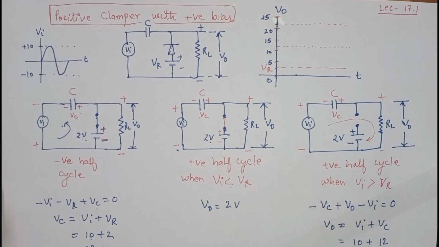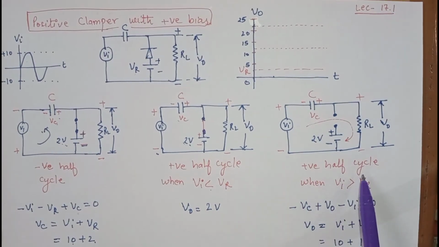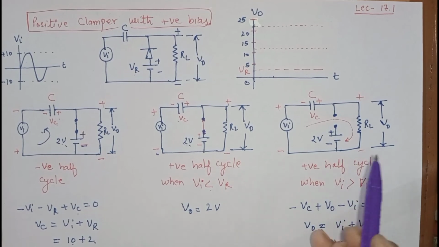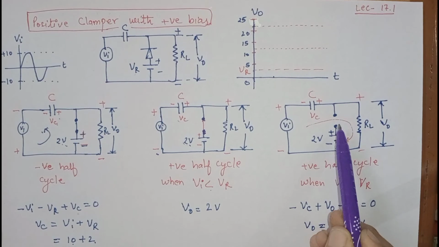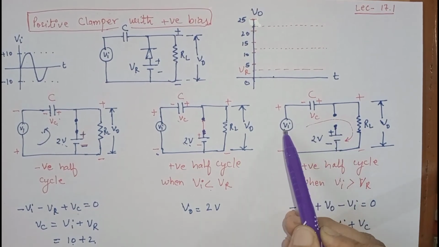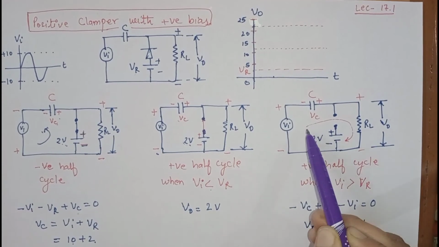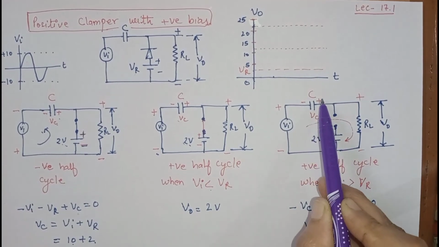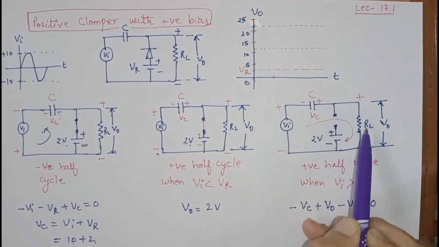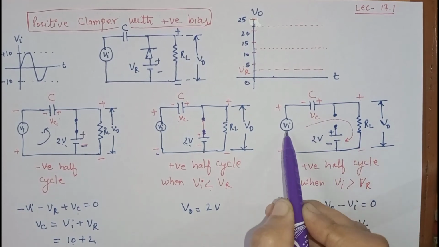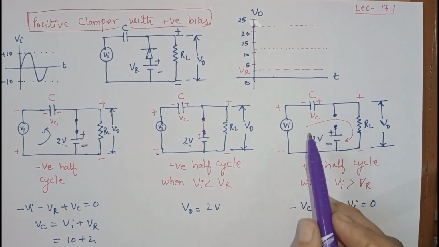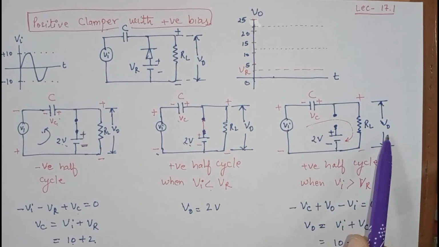Now same during positive half cycle, when this input voltage becomes greater than this bias voltage VR, this diode becomes reverse bias and it will act as an open circuit. Now these two voltages are in series, and the direction of the current will be this. Now this capacitor will discharge through this RL with this voltage that is applied at the input. Now we will apply KVL in this loop to find the output voltage.